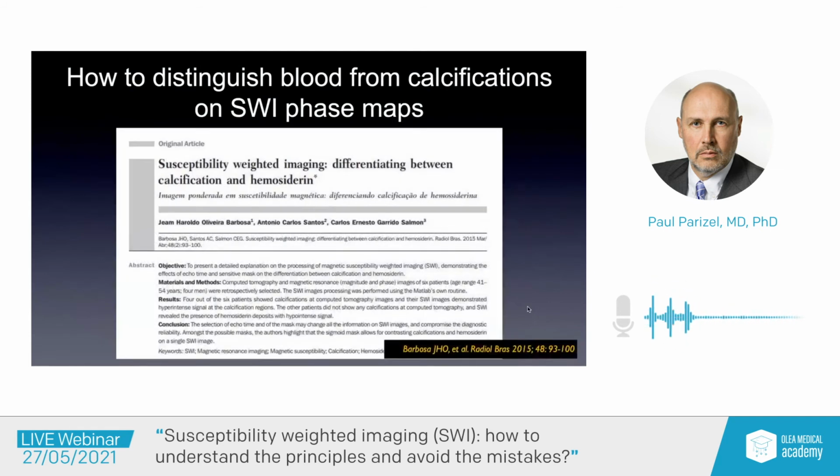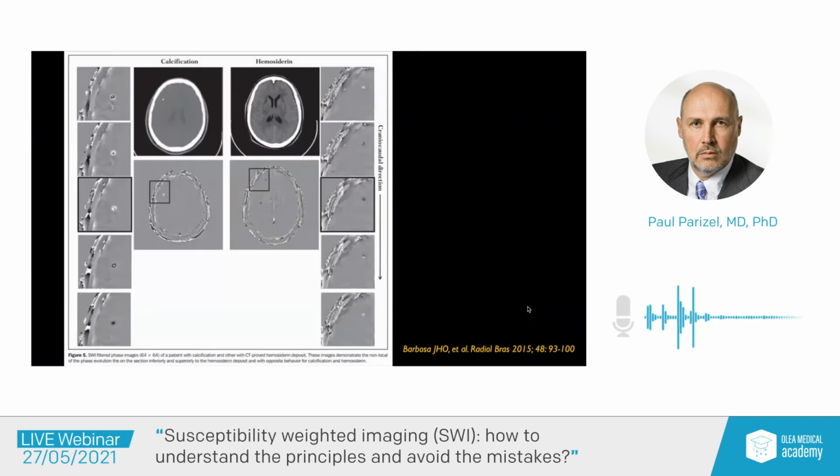And there's a very elegant paper, and I would like to pay some homage to the brilliant radiologists in Brazil. This is from a group who made this paper a few years ago, Susceptibility Weighted Imaging, differentiating between calcification and hemosiderin. And this is from their paper. You see two patients. These are the CT images. One patient has a small punctate calcification, a parasite or whatever, and this patient has some hemosiderin deposits in the right cerebral hemisphere, which are almost impossible to see.